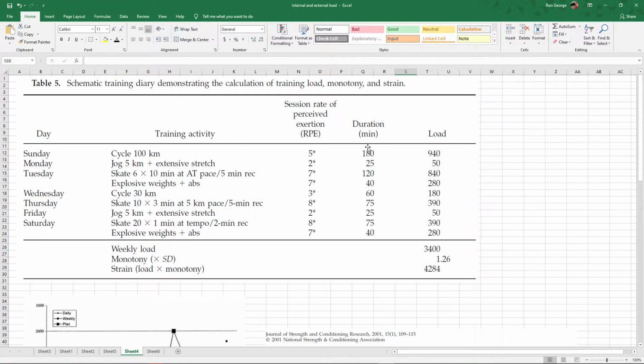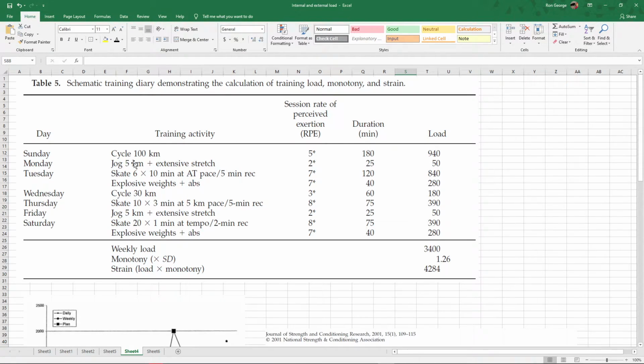The duration was 180 minutes. Okay, so that's 3 hours, isn't it? 6 3s are 18. Yeah, it's 3 hours. Just keep in mind it's minutes, it's not hours. And so the load really is the product of the RPE and the duration. So you get 940 for that particular workout.